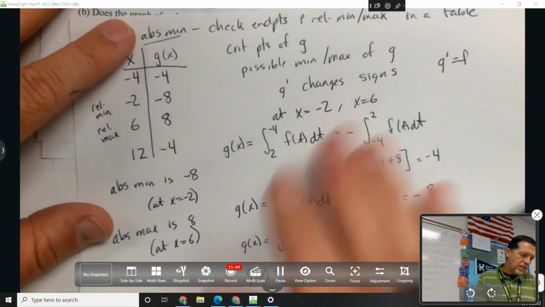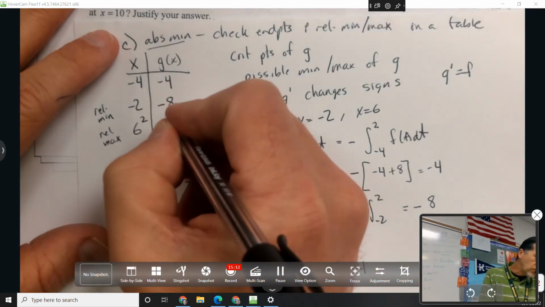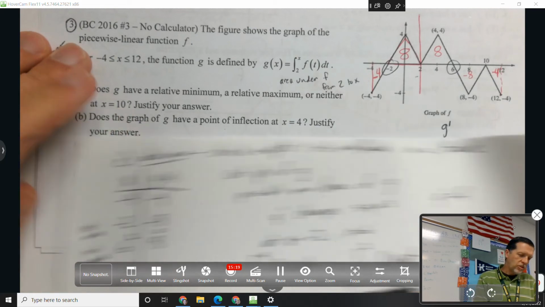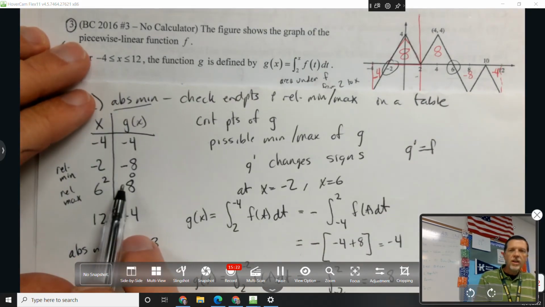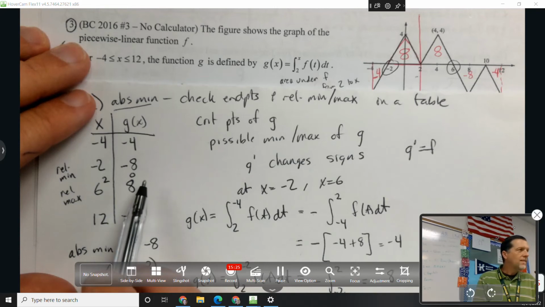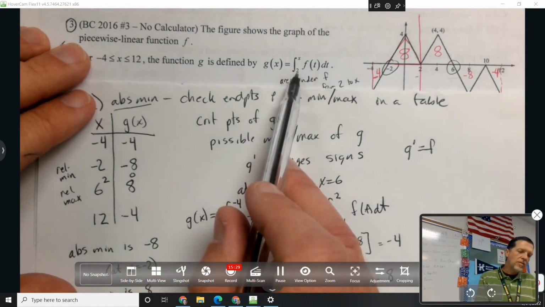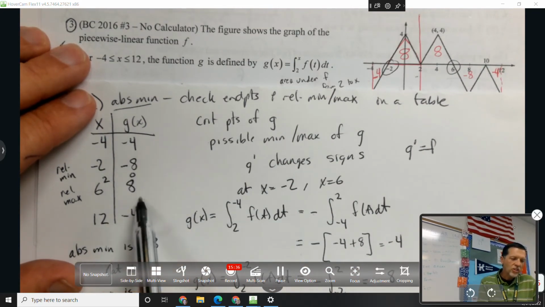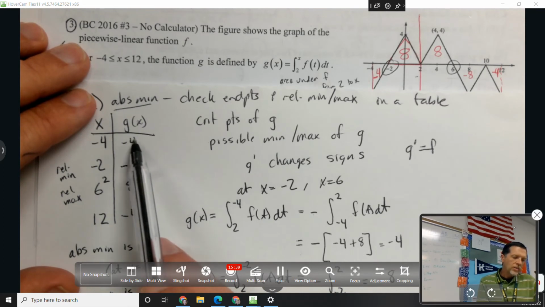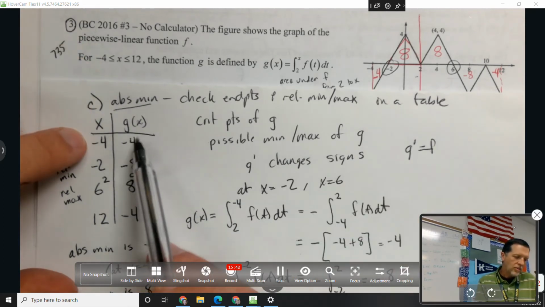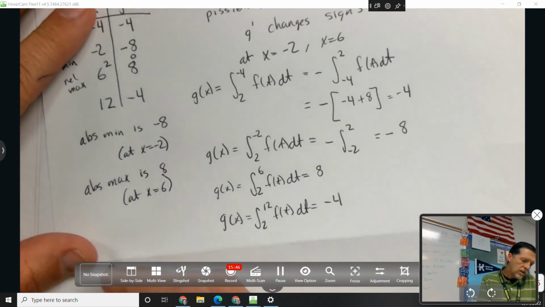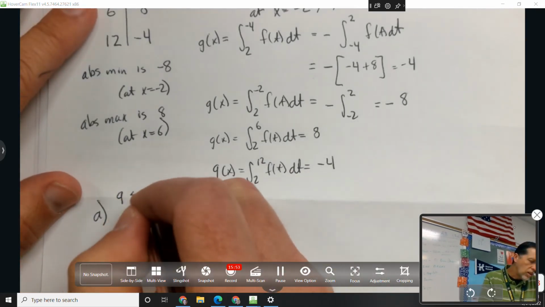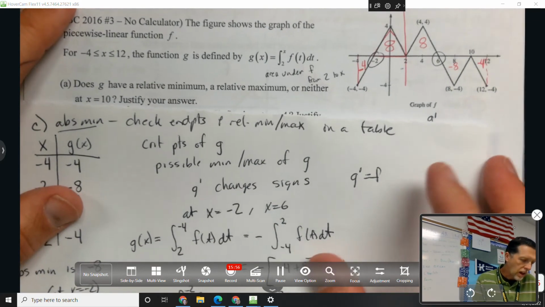Well, to add to my table here, I know that g of 2 is 0. How do I know that g of 2 is 0? I've got all my critical points, so it doesn't change directions in here anywhere. So g is negative from negative 4 to 2. So from negative 4 to 2. And let's see, what else?